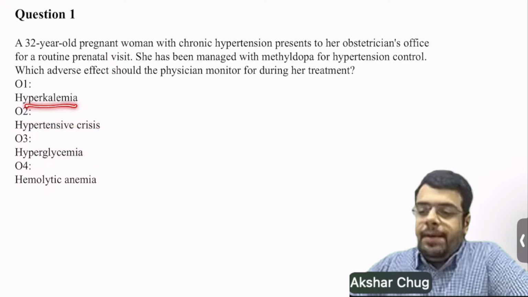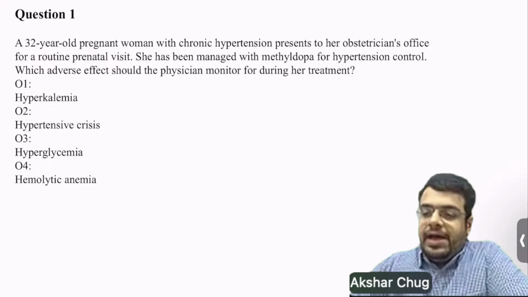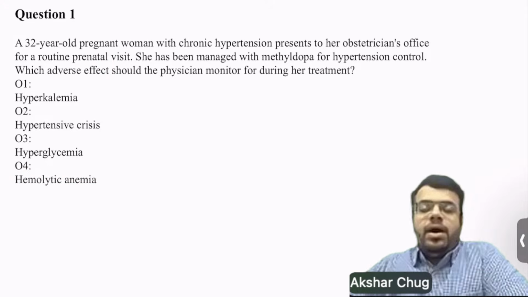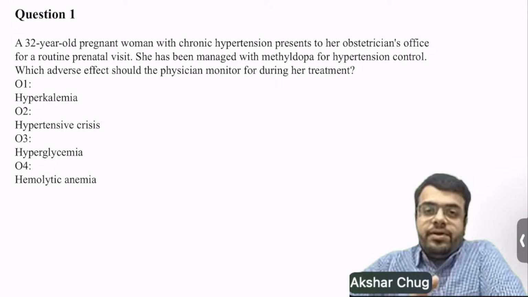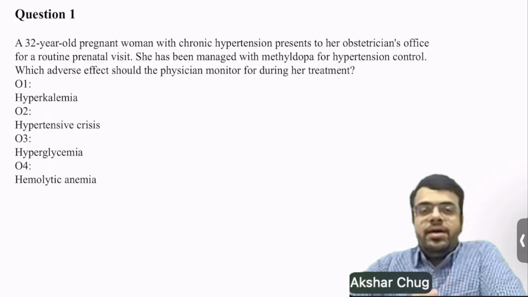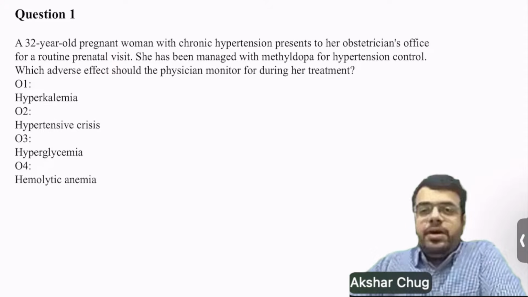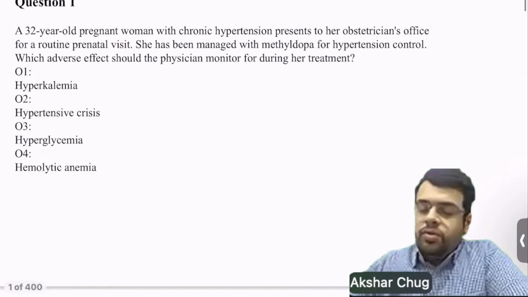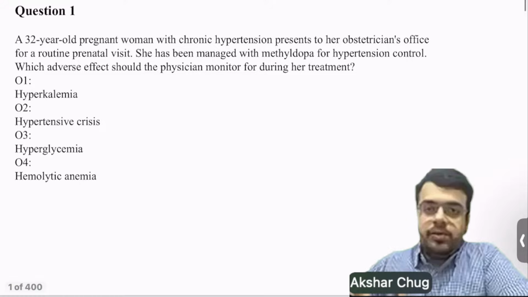Now, hyperkalemia is classically seen with ACE inhibitors and ARBs. So even that will not be a side effect of methyl dopa. Methyl dopa is notorious for causing hemolytic anemia. Along with hemolytic anemia, as it is a sympathetic blocker, it also causes depression and drug-induced lupus. Usually we study drug-induced lupus by the SHIP drugs, but methyl dopa is also one of the drugs which causes drug-induced lupus. So this was a pretty basic and easy question. I think most of you should have gotten it correct.